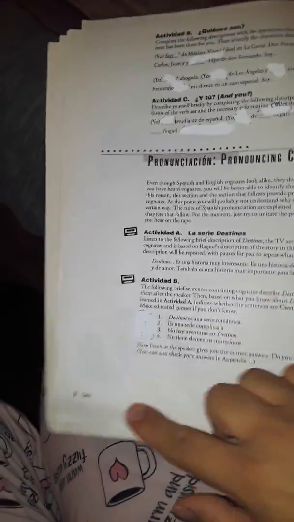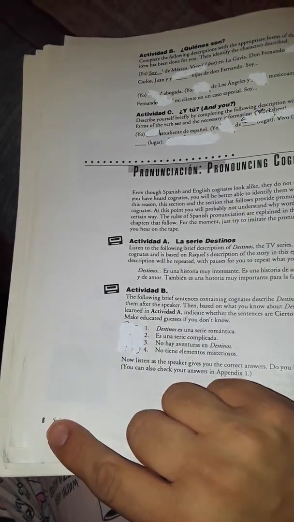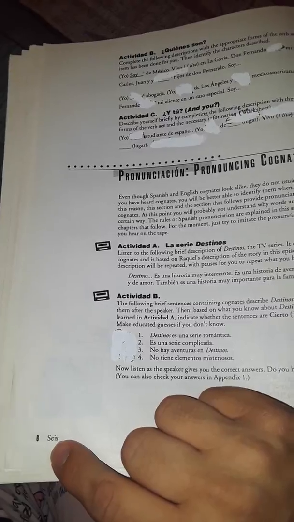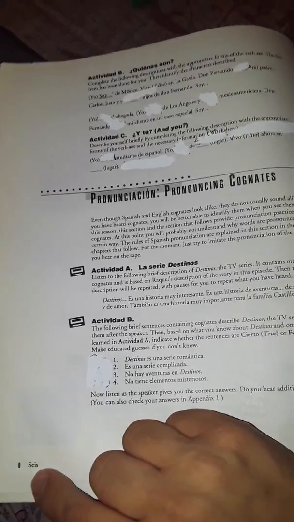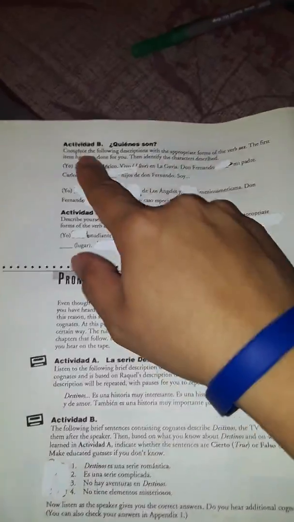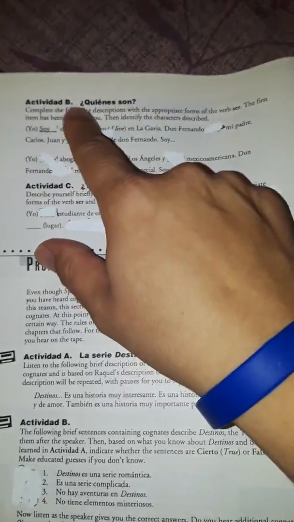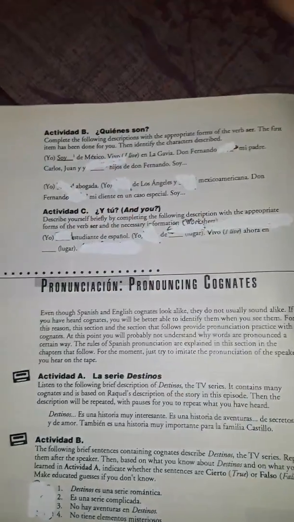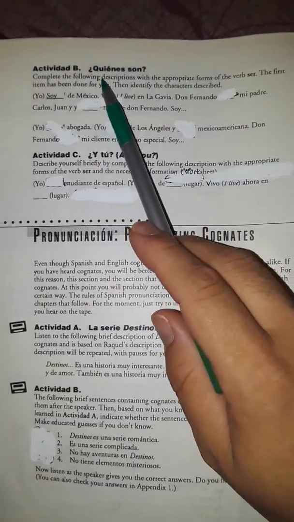Next page. What is it? Page 6. Even though that really looks like an 8, but it's a 6. Actividad B. Where's my pen at? Ay, Señor, help me, Jesus.